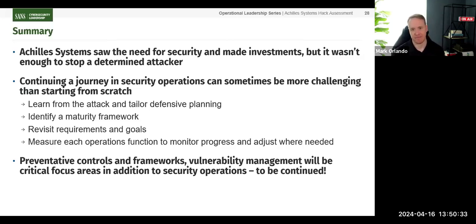order to manage them. Now, security operations is just one major building block in helping Achilles evolve from a security perspective coming out of this pretty impactful incident. Preventative controls and frameworks, vulnerability management, these are other equally important pieces. And all three of these fit together. And we're going to talk about those other pieces, preventative controls, frameworks, vulnerability management, in subsequent episodes.